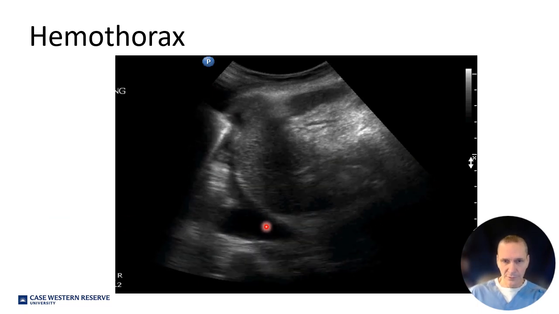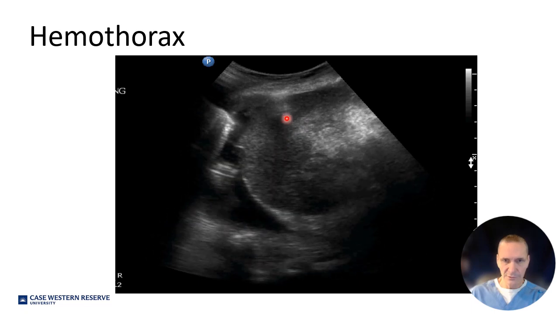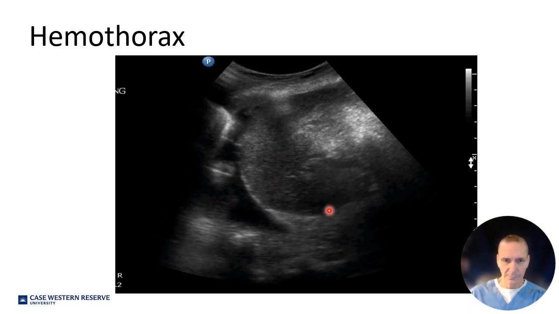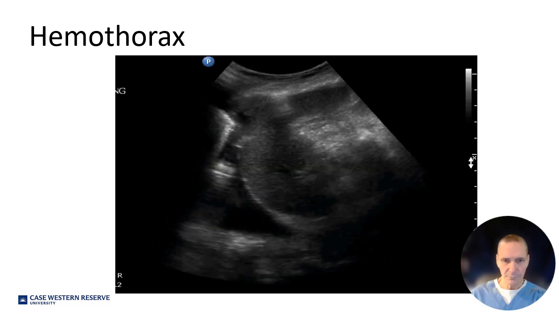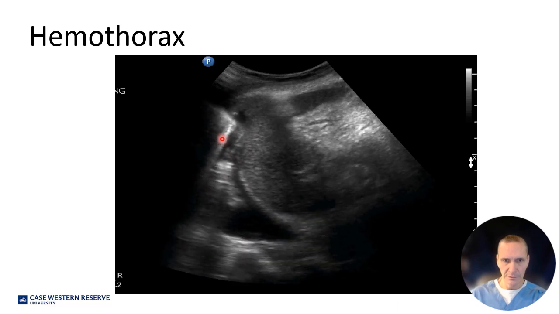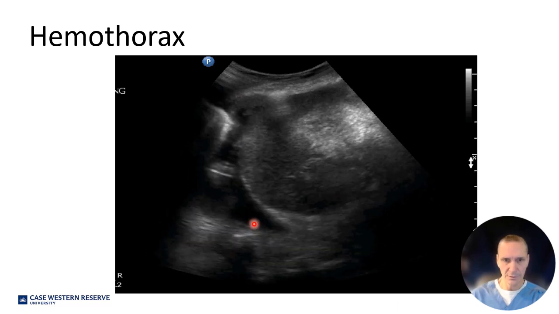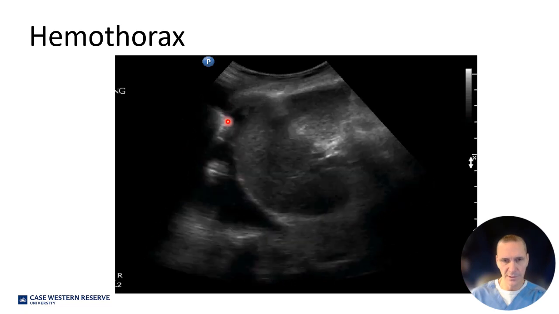Here's a clear hemothorax. So I'm not really focused on the spleen. We're not imaging the spleen here. Let me play this video again. So clear hemothorax here. Here's the spine. This little area here is actually the lung, and there's fluid all around the lung. So here's a hemothorax in the setting of trauma. If this is a medical patient, it could be a pleural effusion.